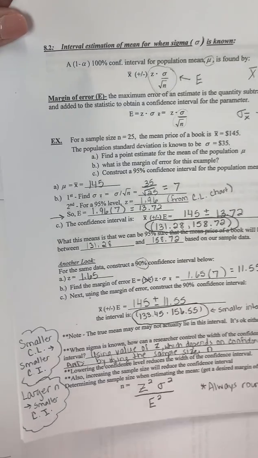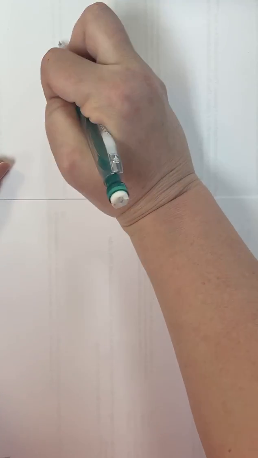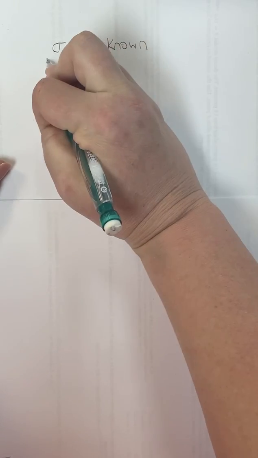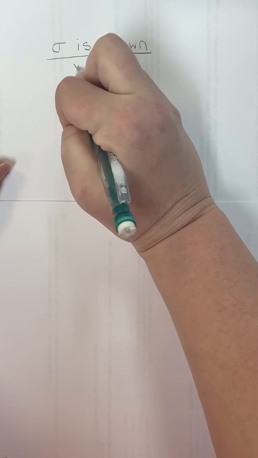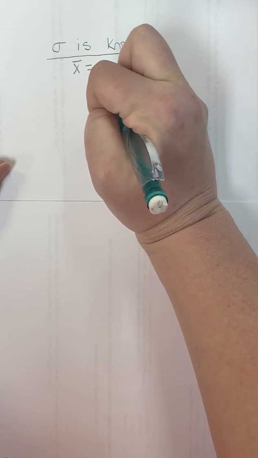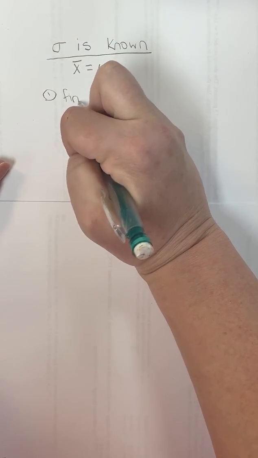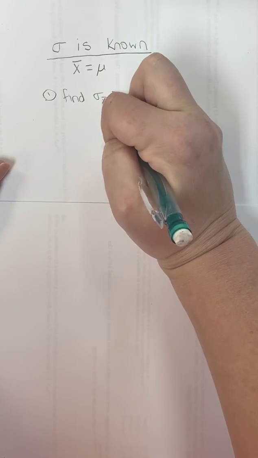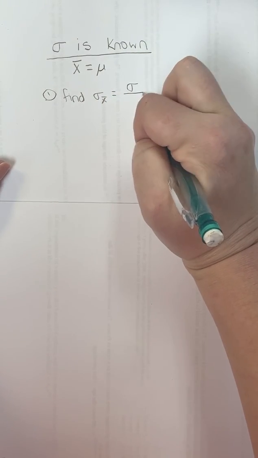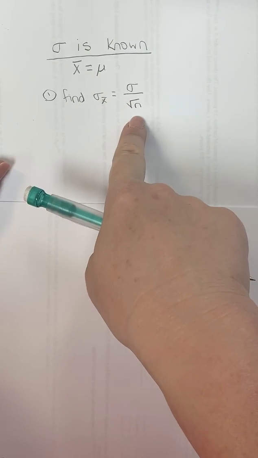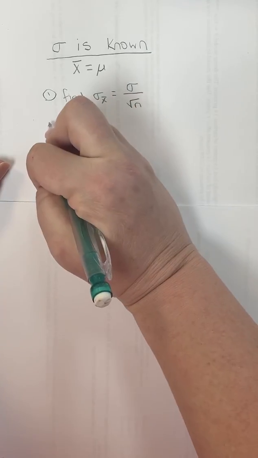All right, let's do some examples. First though, before we go on to do some examples, let's break this down a little bit. So somewhere you may want to jot down, here's some quick and dirty things to remember. When sigma is known, here's what we're going to do. Okay, well, first of all, x bar is mu, okay? First thing you're going to do, find sigma x bar, which is sigma over square root of n. This is your population standard deviation over the square root of your sample size.